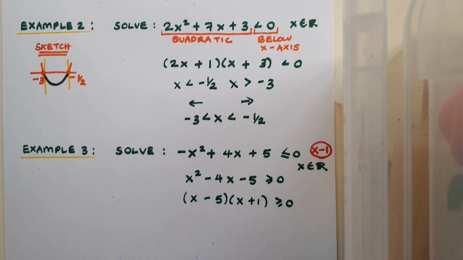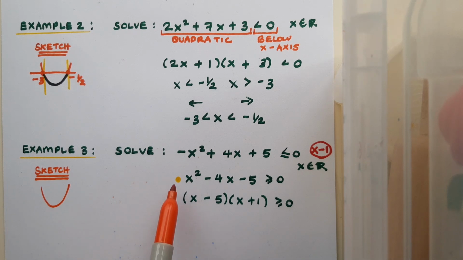So in this case, it's x minus 5 times x plus 1 is greater than or equal to 0. And now I'm going to draw my sketch, and I'm going to draw my sketch based on this adjusted version of the quadratic. Just to point out, you could just as easily do it for the first one. You should get the same result at the end.